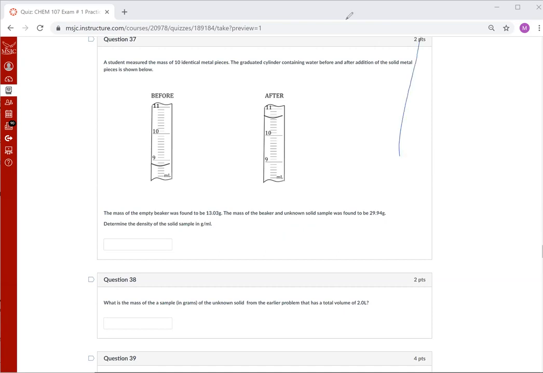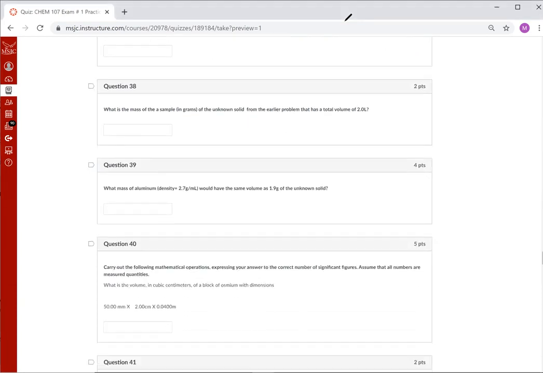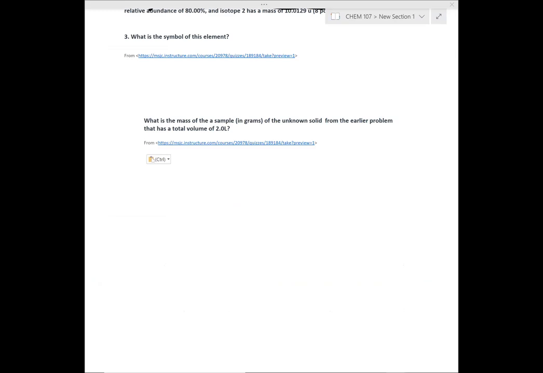So now that we know our sample density, we're asked to figure out what is the mass of a sample in grams of the unknown solid that has a total volume of 2 liters. So what I'm going to do is copy this question into OneNote, so that we can have a more productive discussion and use a little more space. So let's share the OneNote screen for these next 2 questions.